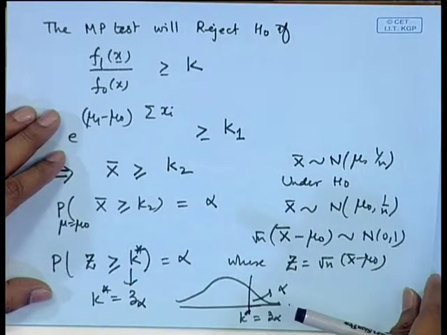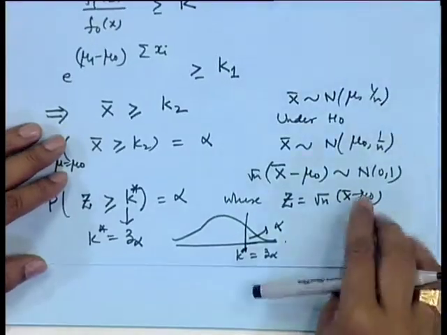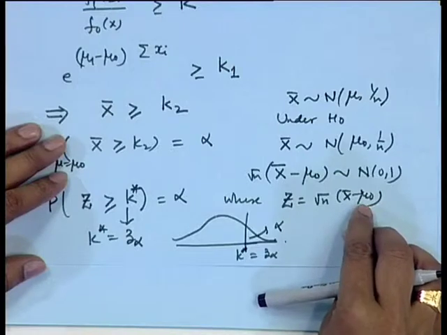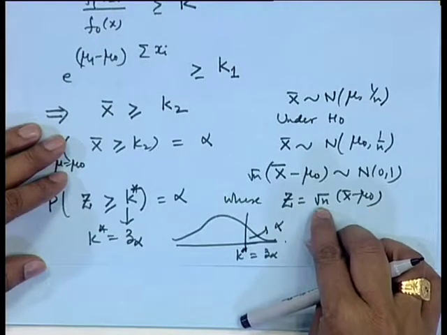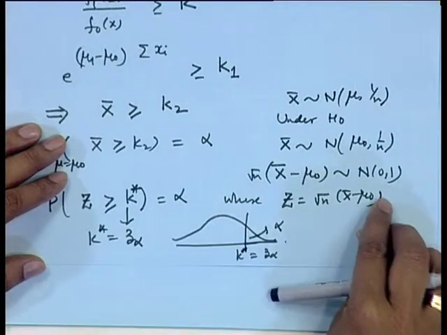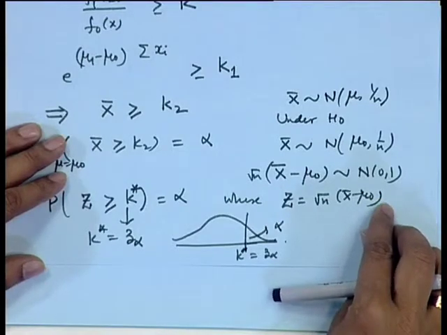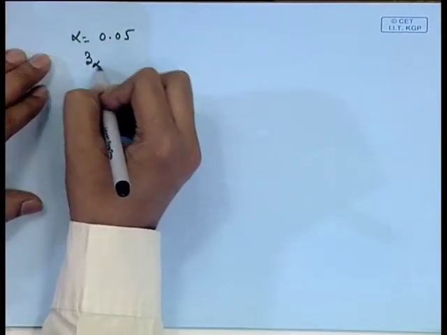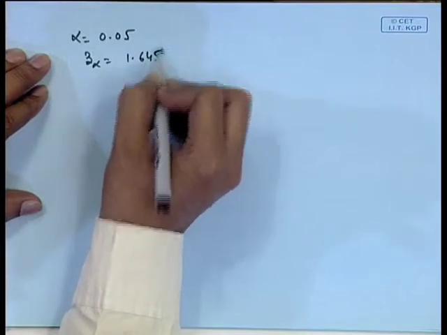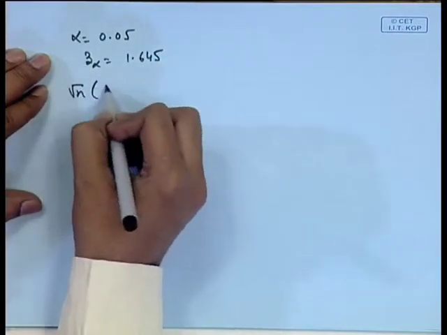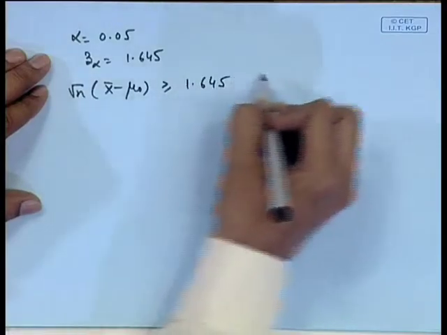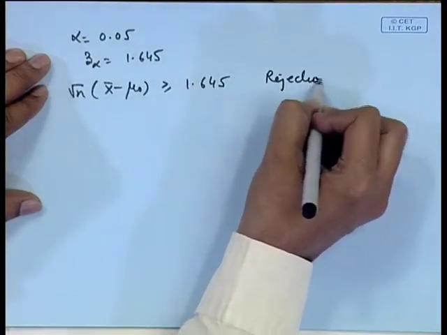So, as a practical example, if we substitute different values here, say mu naught is equal to minus 1, then the rejection region is changing: root n x bar plus 1 greater than or equal to z alpha. We have seen the example earlier that if I am putting say alpha is equal to 0.05, then z alpha is equal to 1.645. So, the test will become in that case root n x bar minus mu naught greater than or equal to 1.645. This is the rejection region.